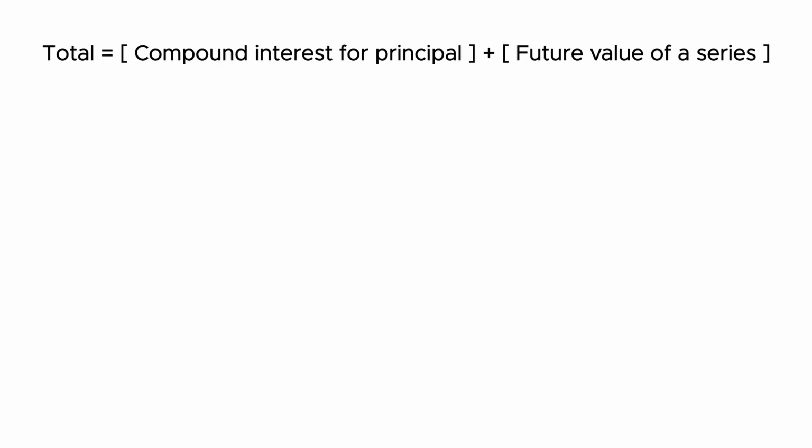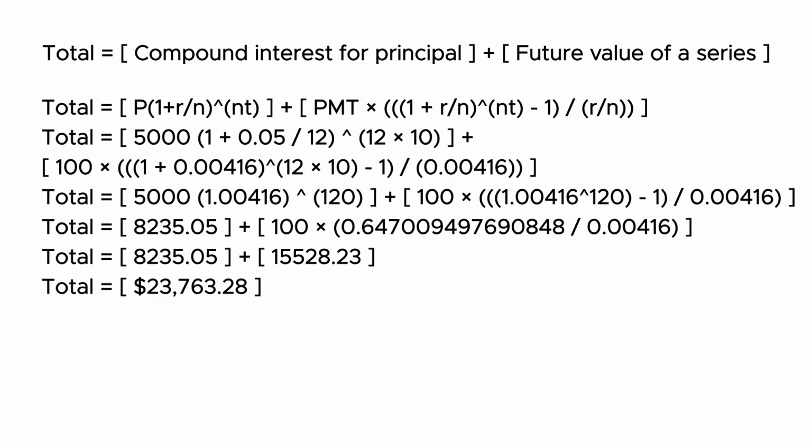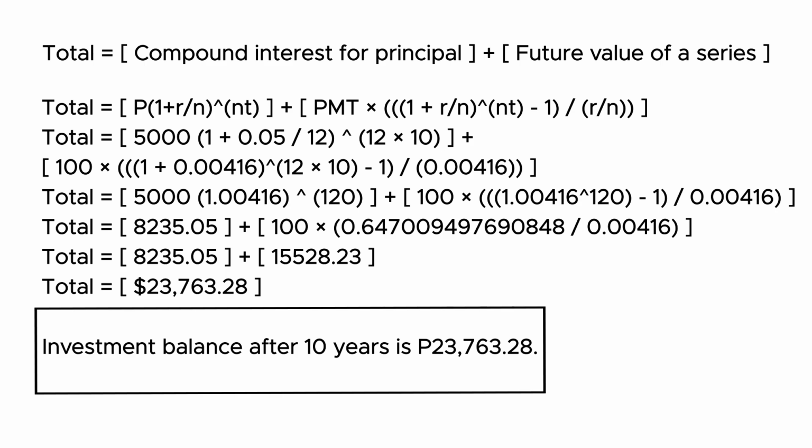If we plug these figures into the formula, we get total is equal to compound interest on the principal plus the future value of a series. This is what happens. So, the investment balance after 10 years is 23,763.28.